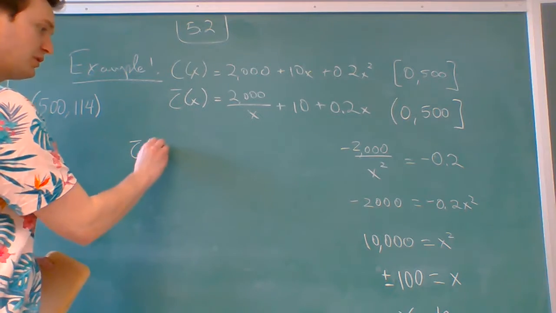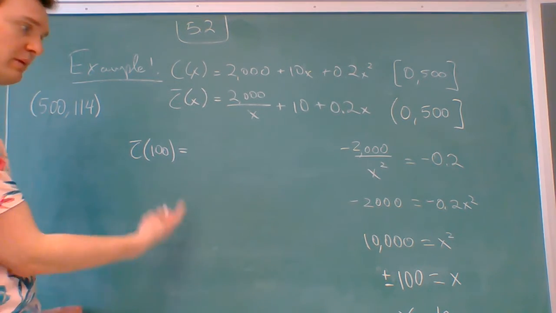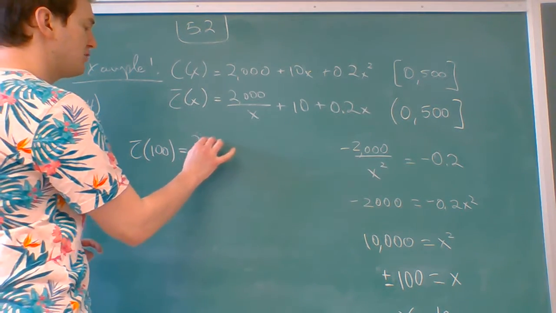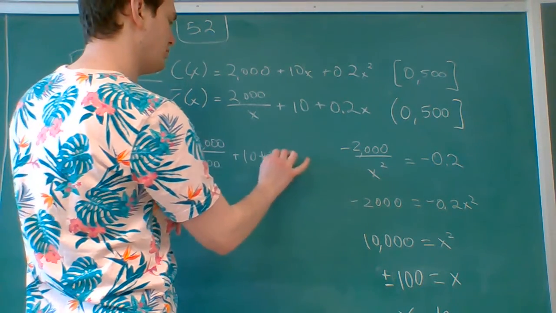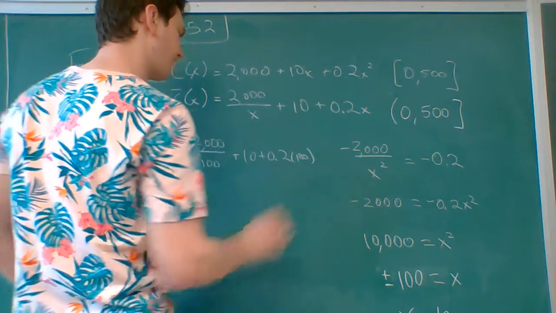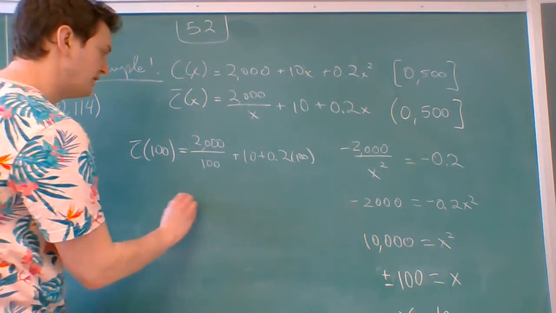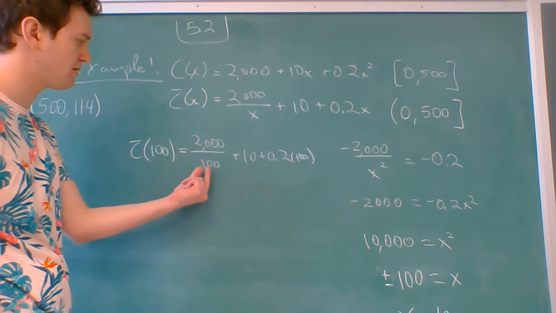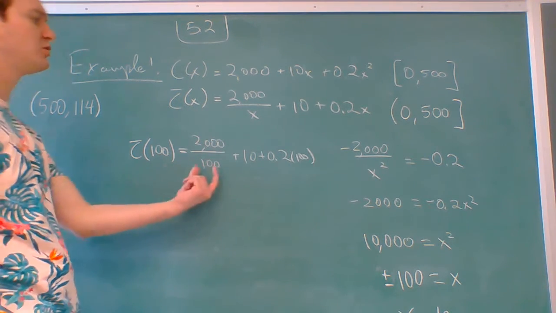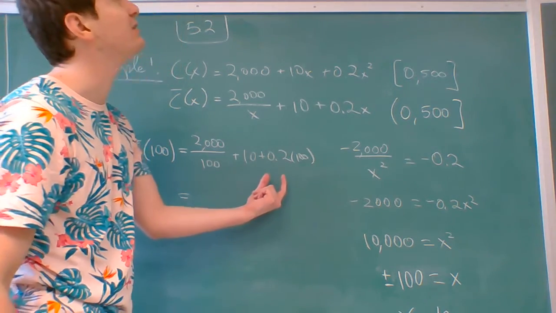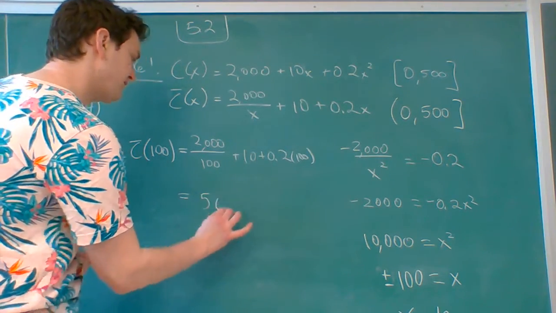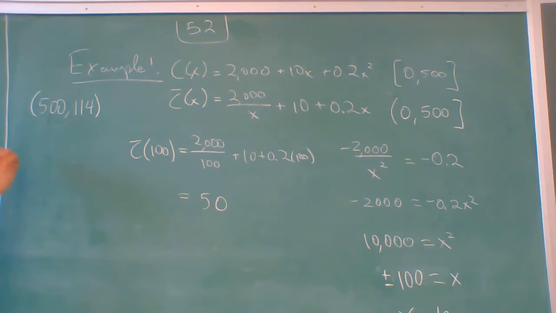Now at x equals 100, I've got to find this coordinate point. It's going to be 2000 over 100 plus 10 plus 0.2 times 100. That's going to give me 20 plus 10, which is 30, plus 0.2 times 100, that's going to be 20. That's going to be 50. So I'm getting the coordinate point (100, 50).